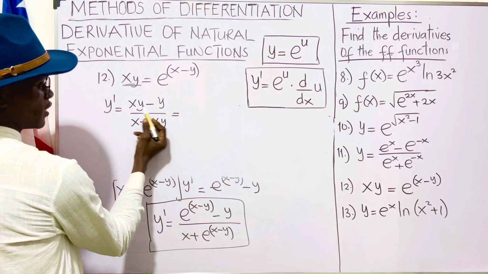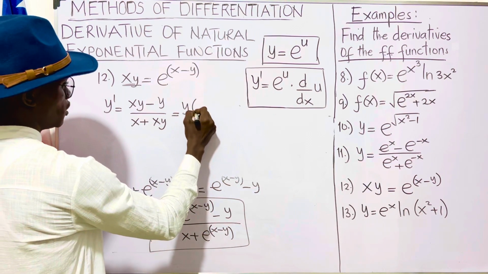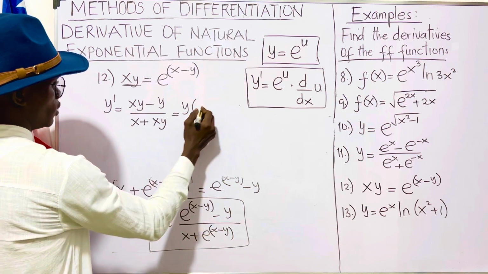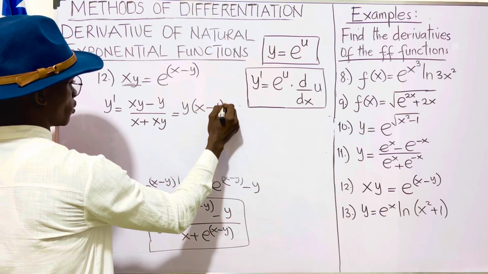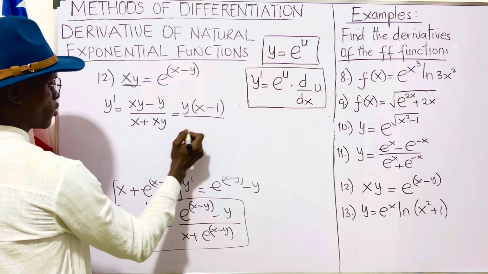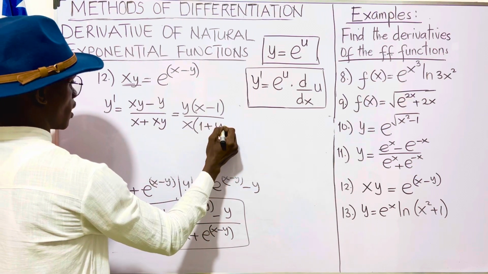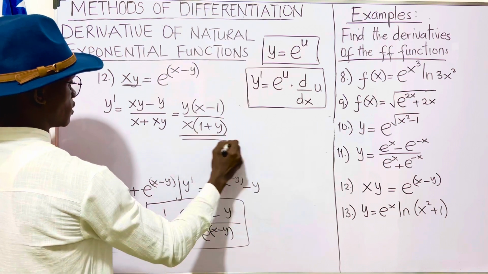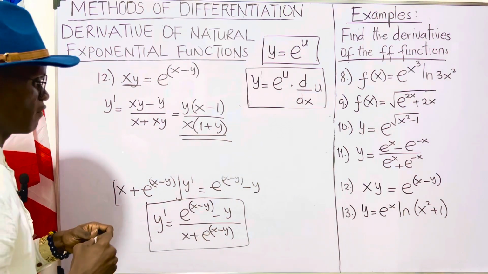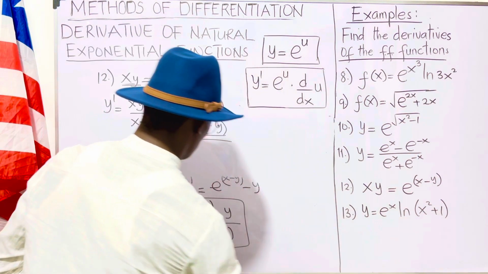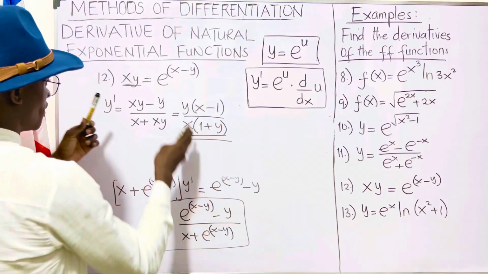So we factor out what is common. y is common in the numerator, so this is y times x minus 1. In the denominator, x is common. We factor out x, so it's 1 plus y. So this is also our final answer. So either this one or this one, whatever the case might be.